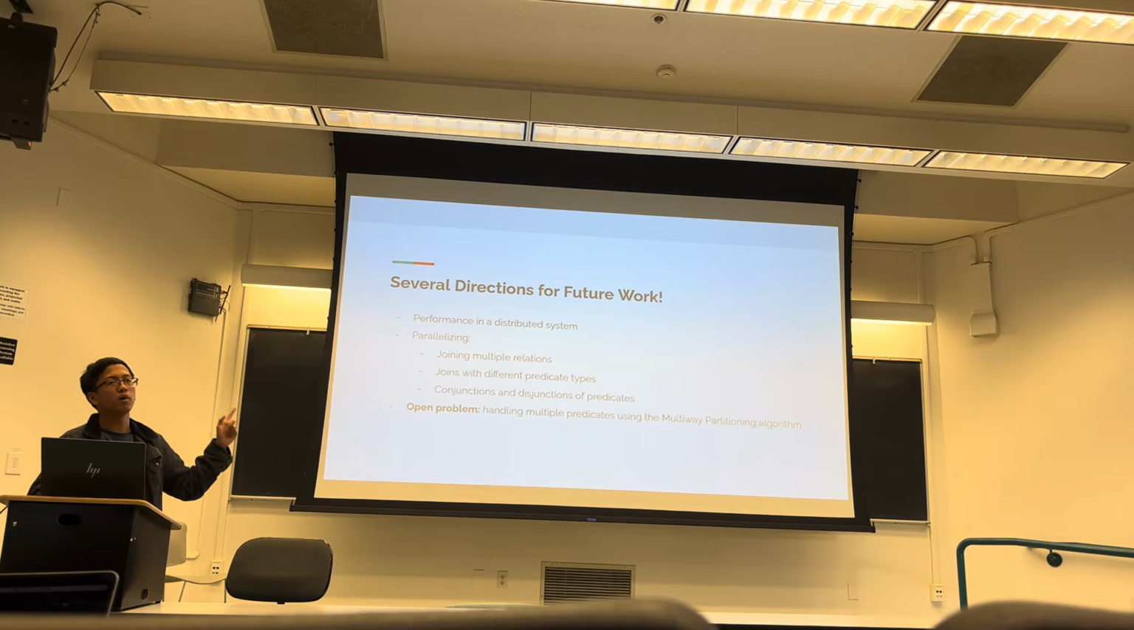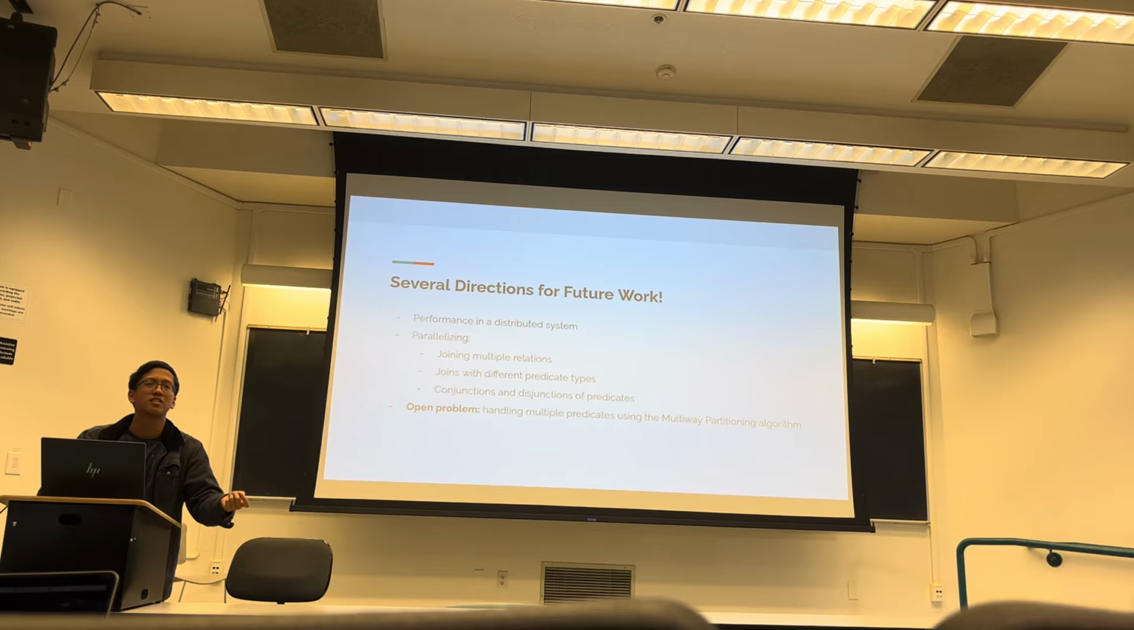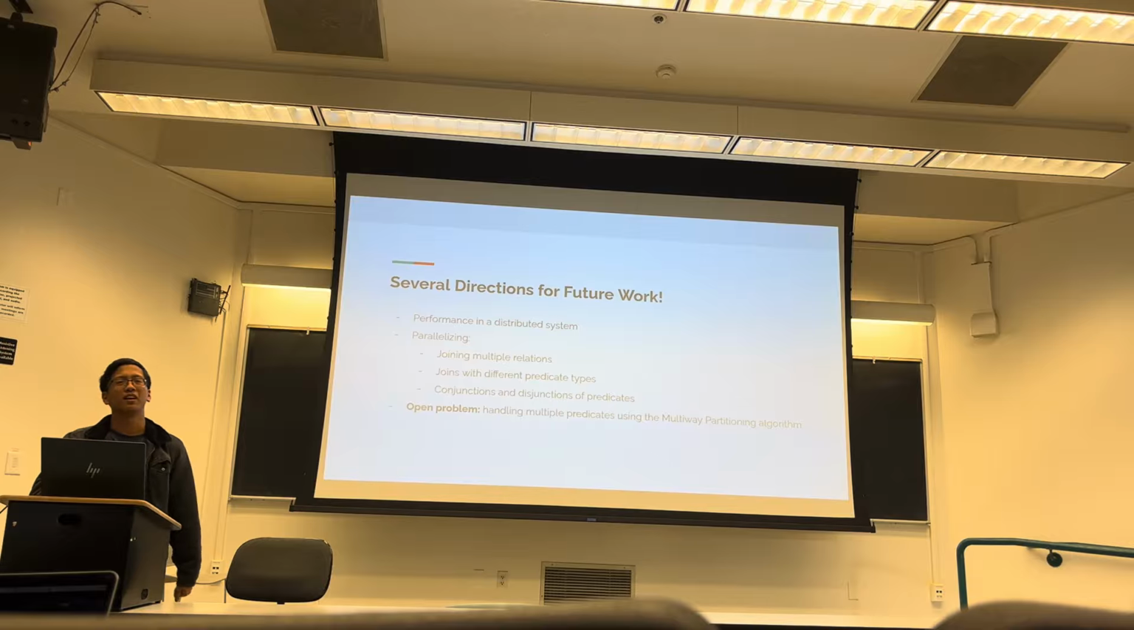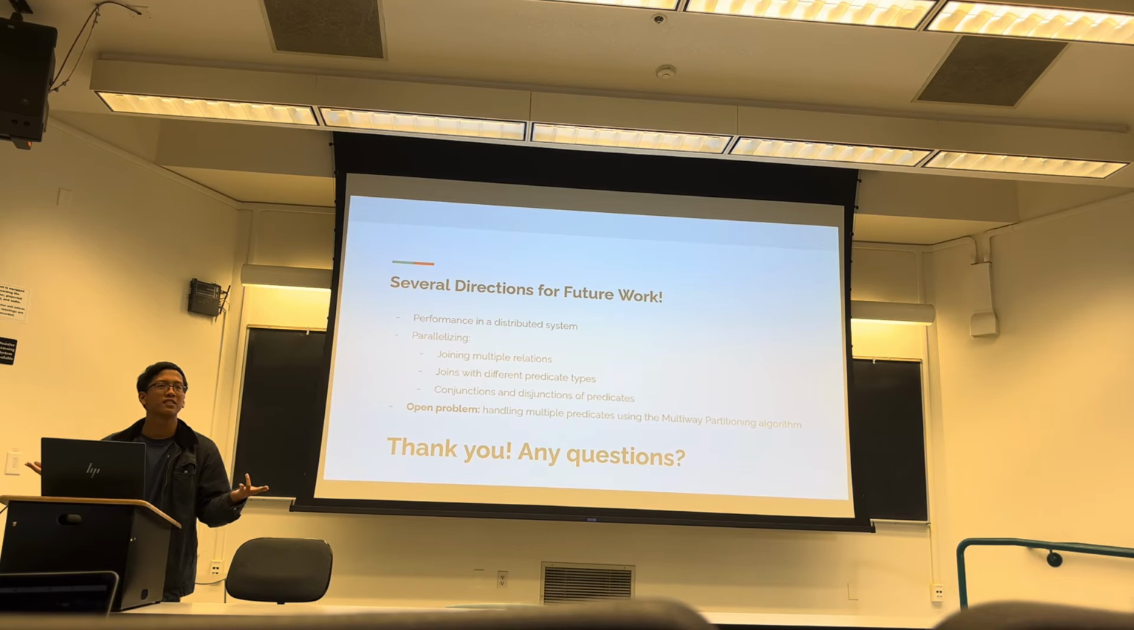And then there is an open problem for the multi-way partitioning algorithm itself, which is that if you want to do B less than C, A less than D, a conjunction of inequality predicates, we're not sure quite yet if that can be done with the multi-way partitioning algorithm. But yeah, that's pretty much it. So, yeah, any questions?